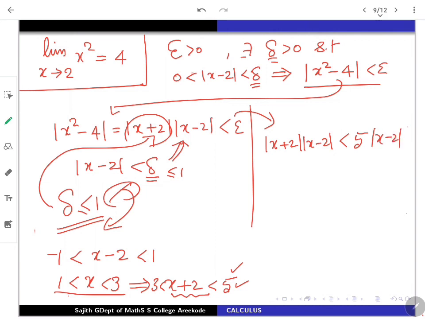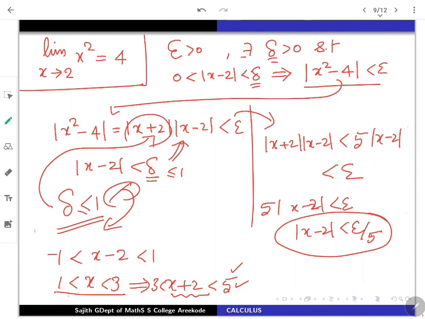Now we are safe. Now it is easy, because I can make this less than epsilon by making 5 times mod x minus 2 less than epsilon, which gives me mod x minus 2 less than epsilon by 5. This suggestion is enough for me. If I make mod x minus 2 less than epsilon by 5, I can control this side.